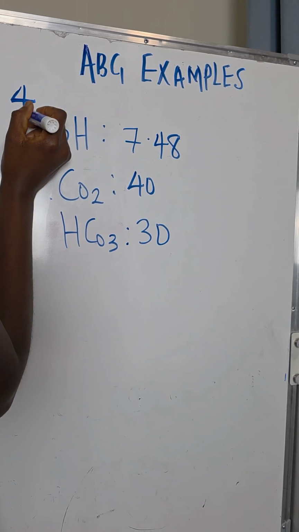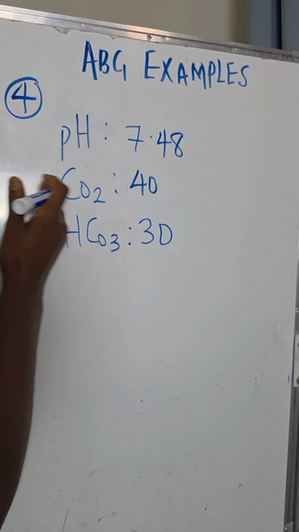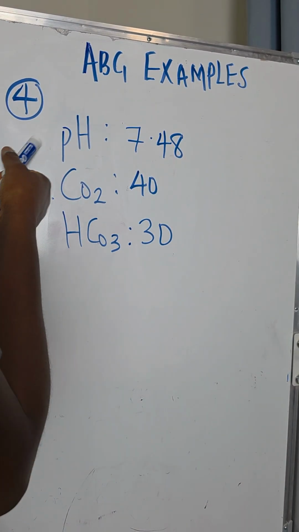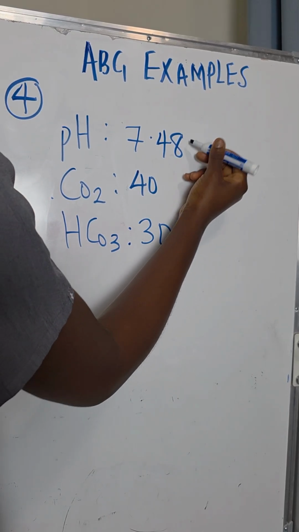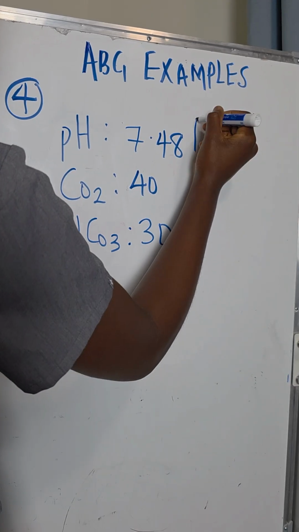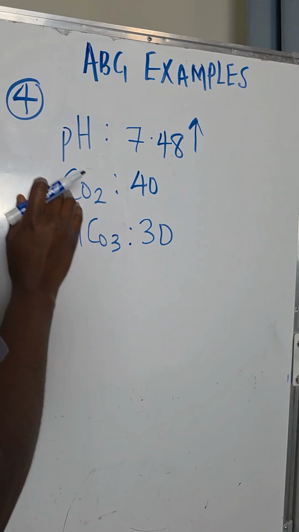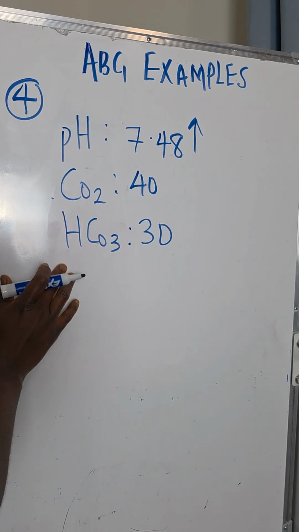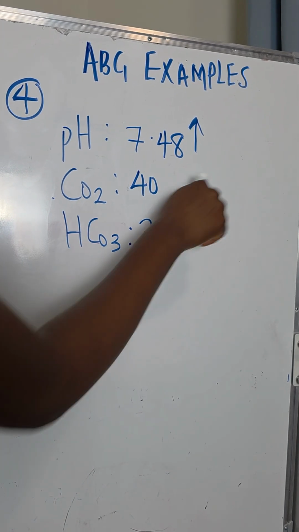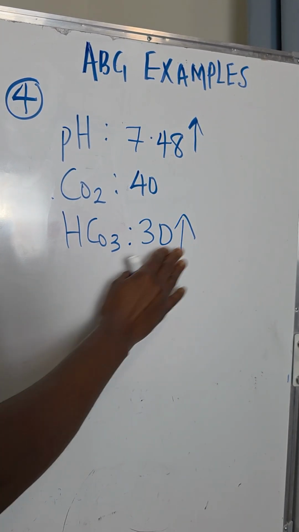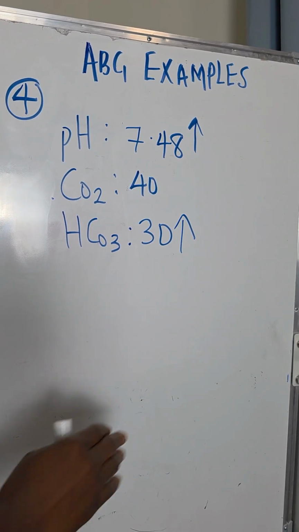So this is example number 4. In this example, we have pH, CO2, and bicarbonate. Step 1, we're looking at the pH. The pH here is 7.48, and this is above the normal 7.45. So the pH is high, and this patient has alkalosis. The CO2 is normal. The bicarbonate is 30, which is high as well. The pH is high and the bicarbonate is high. Therefore, they are moving in the same direction, and this is metabolic alkalosis.